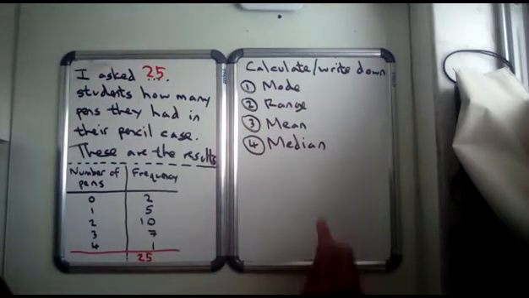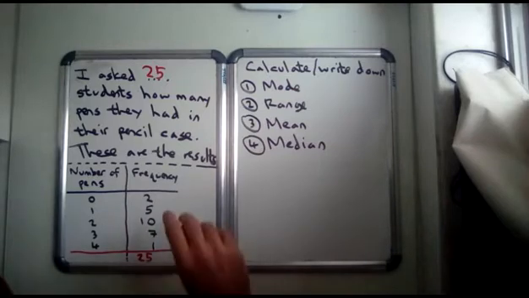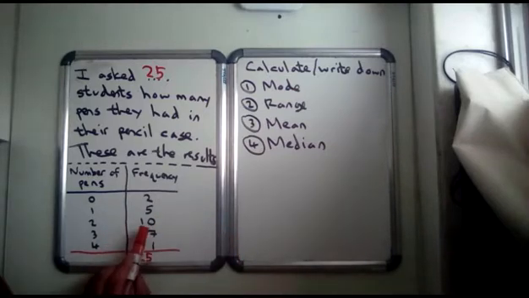Right. Write down the mode. Now, mode means most common, as in, what was the most common answer given in this survey? So, most common means highest frequency. Most common, most frequent, highest frequency. And you can see the highest frequency is 10.